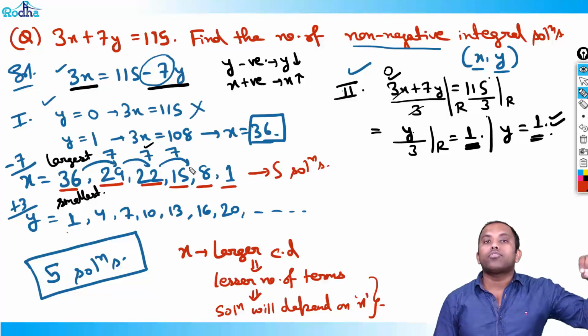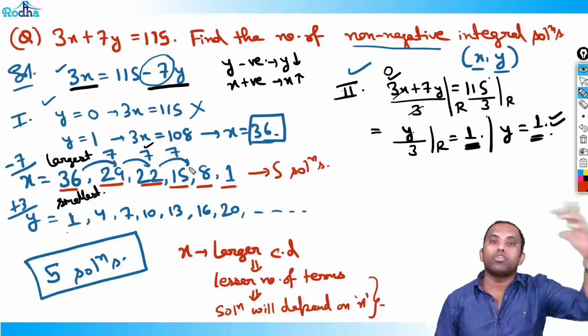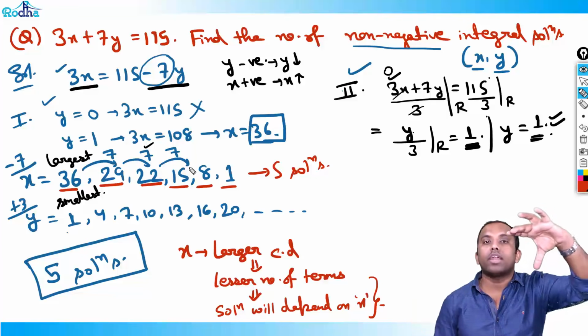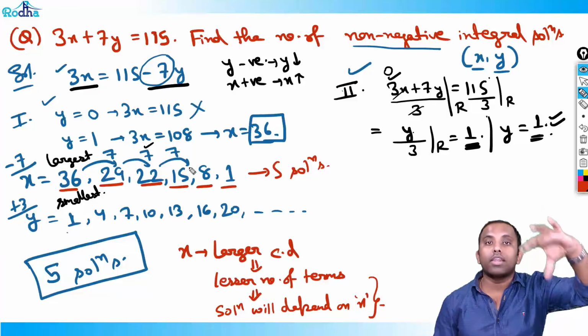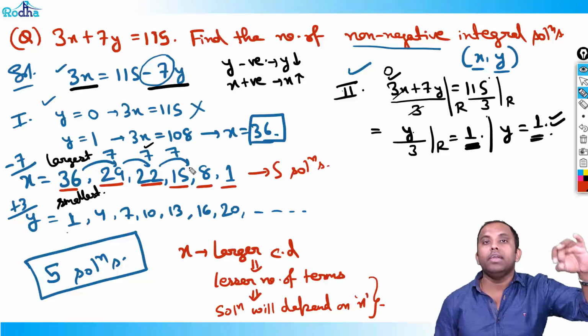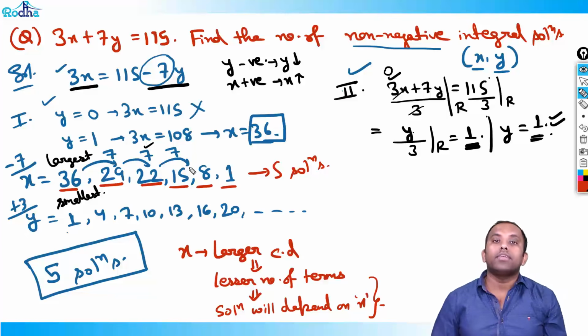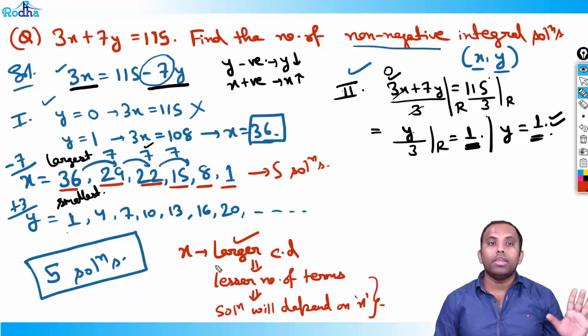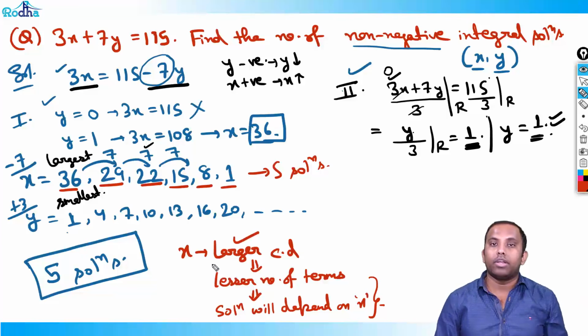That means x's 5 terms will determine the number of solutions, because x has got the lesser number of terms. So the solution will completely depend on that variable. Which variable will have the lesser number of terms? The one with the larger common difference, right? So it's a very important funda. The solution will depend just on x. So that's why the answer is only 5 solutions. We don't need to solve for y.